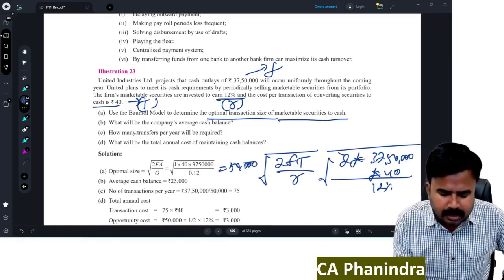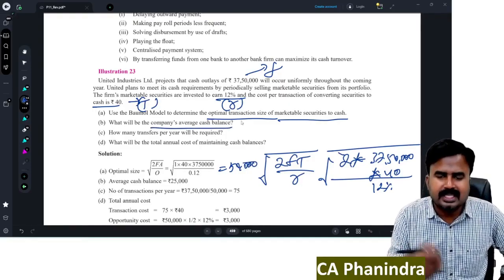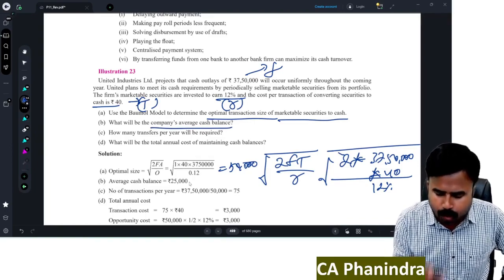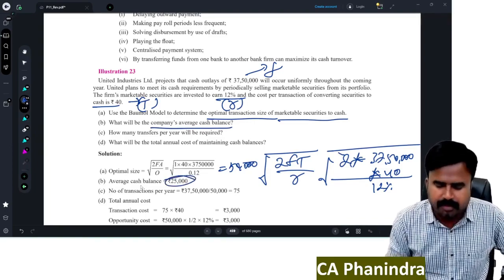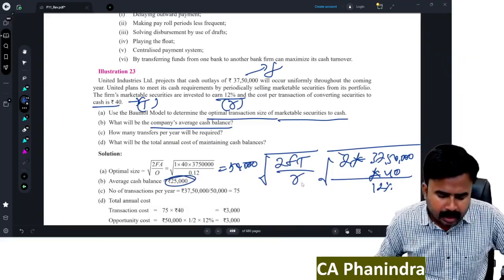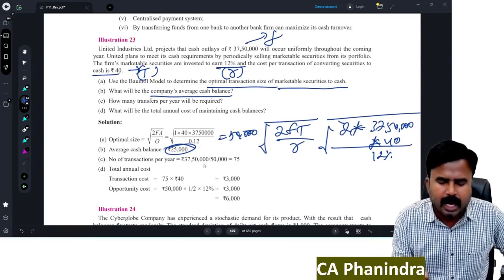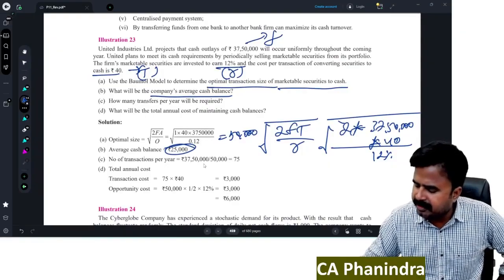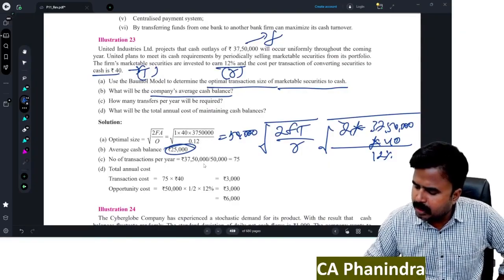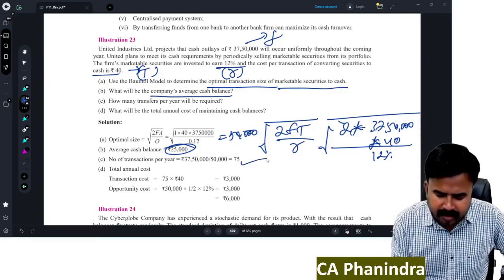What will be the company's average cash balance? Lot size divided by 2. Just now I've told you that is 25,000, 50,000 by 2. How many transfers per year will be required? Number of transfers per year is equal to annual cash disbursements 37,50,000 divided by lot size 50,000. 75 transfers are required.